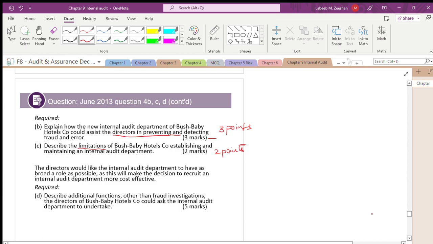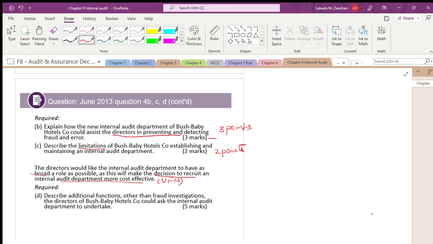Describe why the directors would like the internal audit department to have as broad a remit as possible, as this will make the decision to recruit an internal audit department more cost effective. Cost effective is nothing but value for money. Fine. What is the next one?